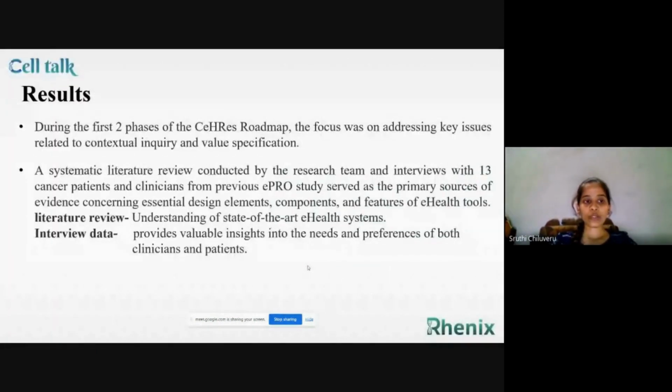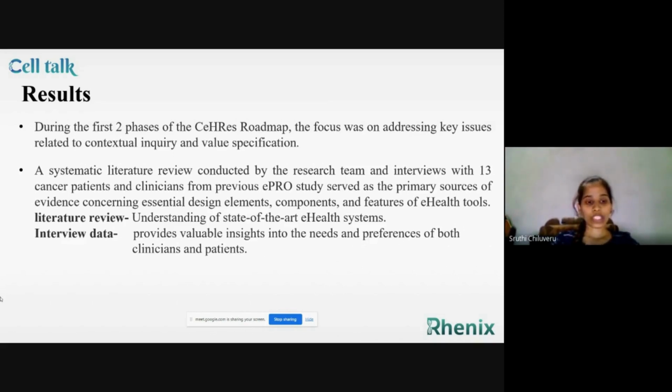When it comes to results, the first two phases of the Center for eHealth Research and Disease Management roadmap focused on addressing key issues related to contextual inquiry and value specification. The systematic literature review conducted by the research team, and interviews done with 13 cancer patients and clinicians from a previous EPRO study, served as a primary source of evidence concerning essential design elements, components, and features of eHealth tools.